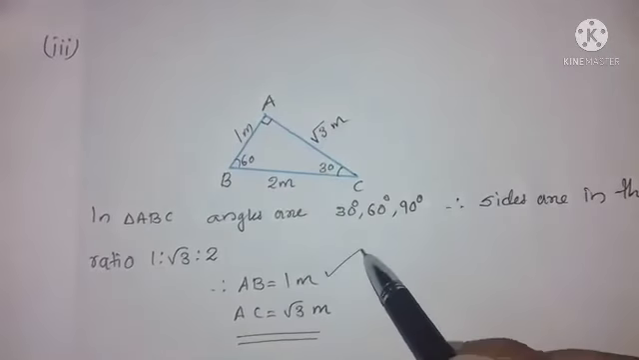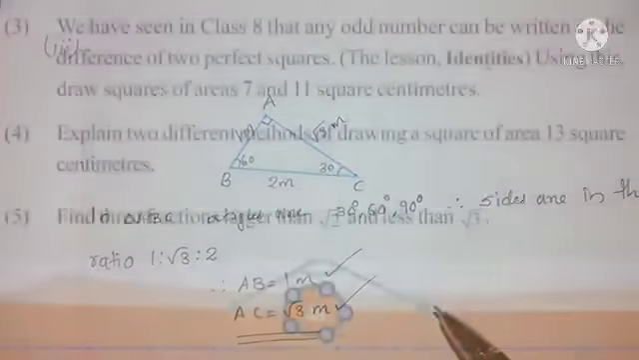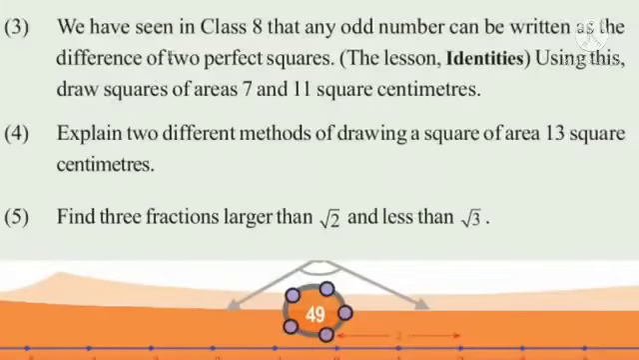So we got the two sides, AB equal to 1 meter, AC equal to root 3 meter. And the third question is your homework.